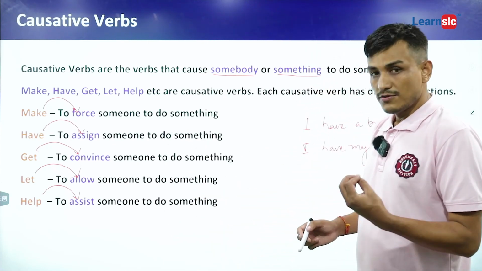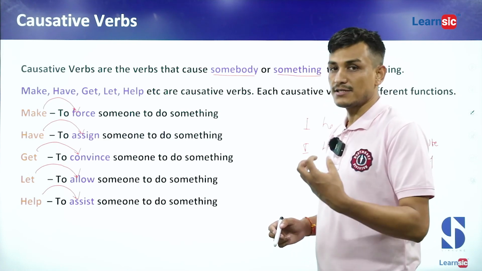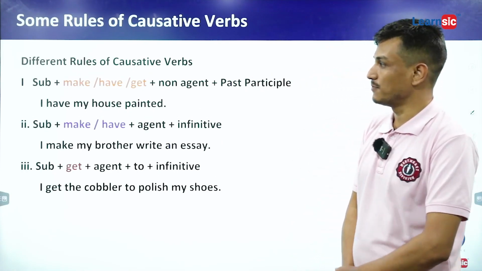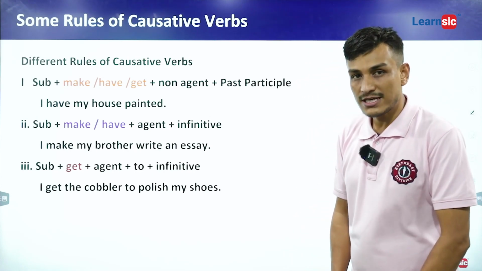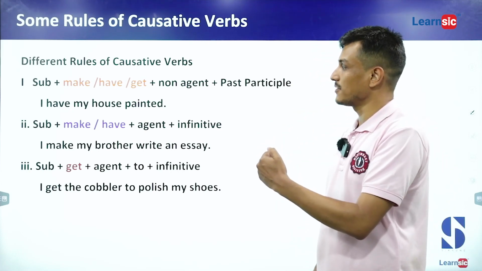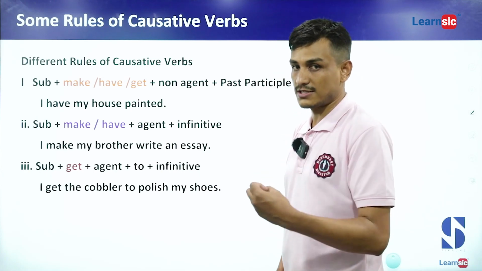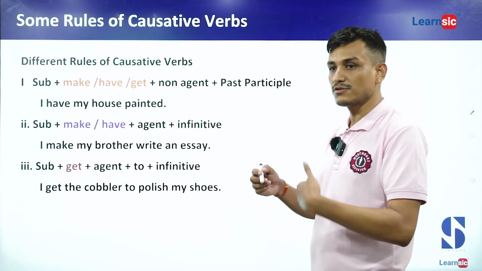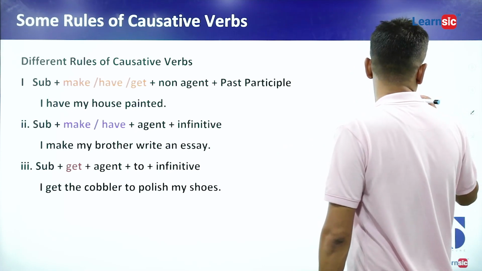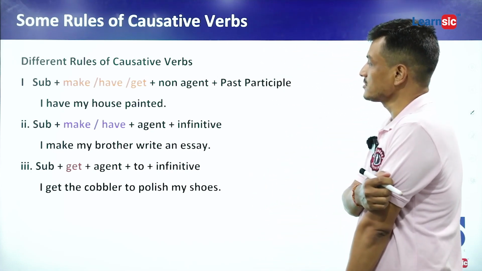When we come to their particular use, these verbs are completely different. They have different forms when we use them in a particular sentence. These are the different rules of causative verbs. Rule number one: with make, have, and get, the structure is subject plus make, have, get plus object, the non-agent, the one who does not do the action, plus past participle.